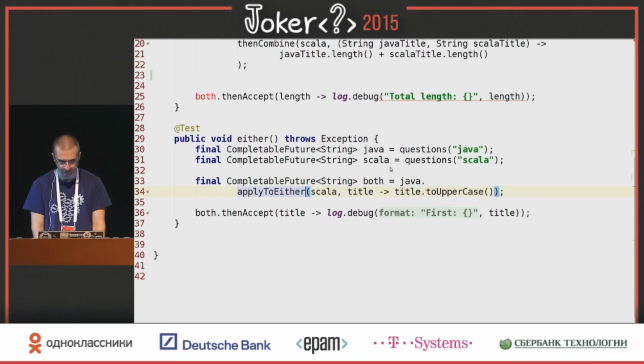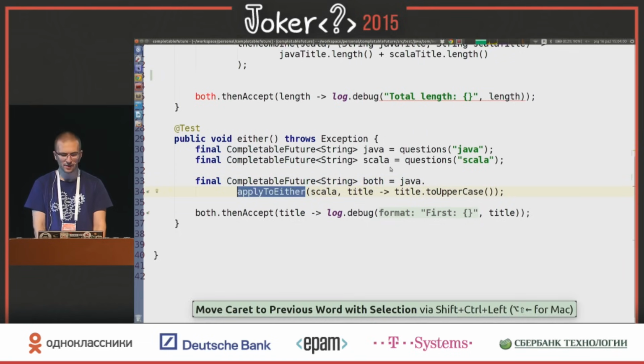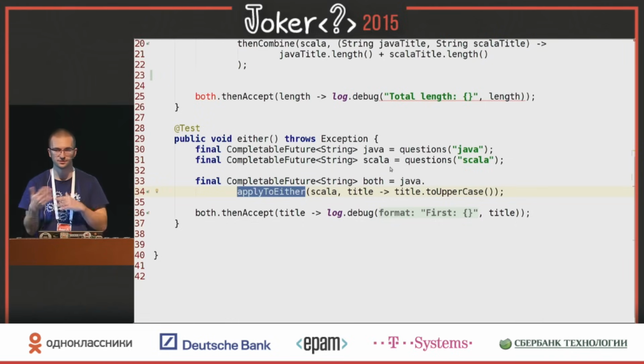Okay, so we have applyToEither that returns the first one to complete, and there are many, many use cases for that. Let's say you have two independent servers and you know that they both return the same result. So you're just calling both of them and waiting for the first one to return a result, and you don't really care about the second one. So this one can make your life a little bit easier.